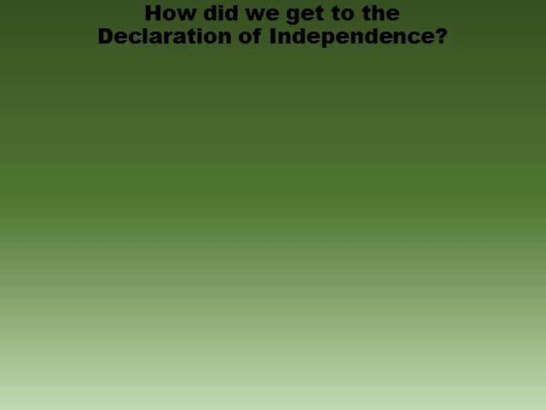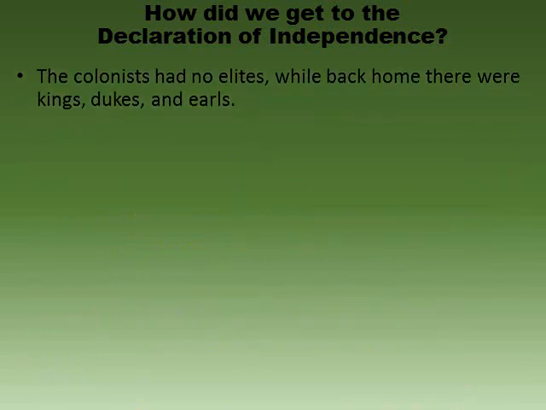And how we got there is a complex question, but some of it's answered by kind of looking at the thought processes and the character of the folks that were living in these 13 colonies at the time. One of these characteristics is that they had no elites in the same way that they did back home. In England and most of Europe, we had not only kings, but we had dukes and earls who had most of the wealth and power.